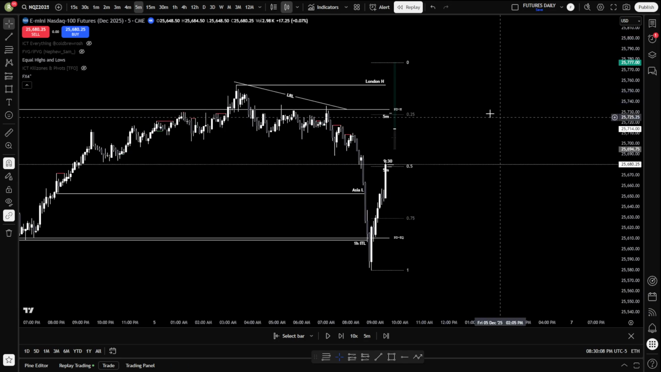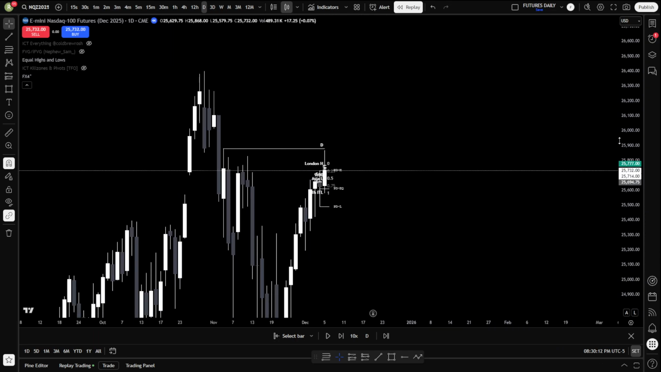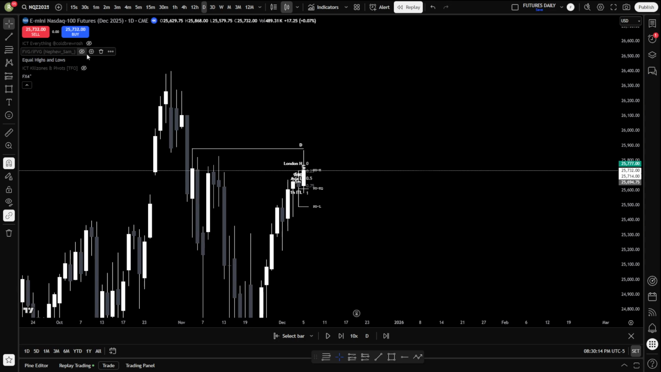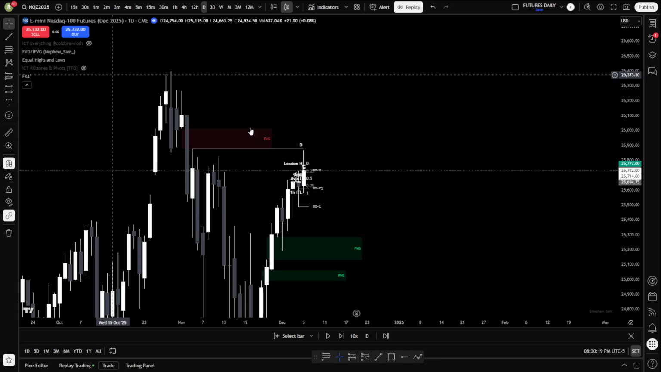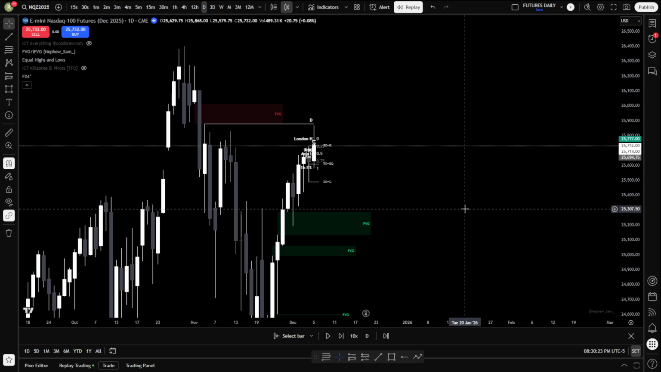I use a few things. Okay, so I use the daily time frame. I use the 4-hour time frame. But let's start here from top down, basically. I like to use this fair value gap indicator. It just makes it easier for me to see fair value gaps right off the rip.